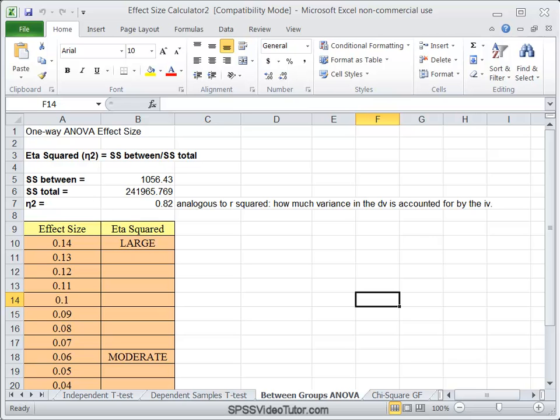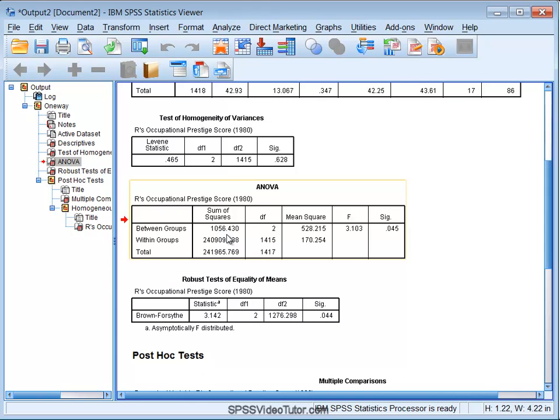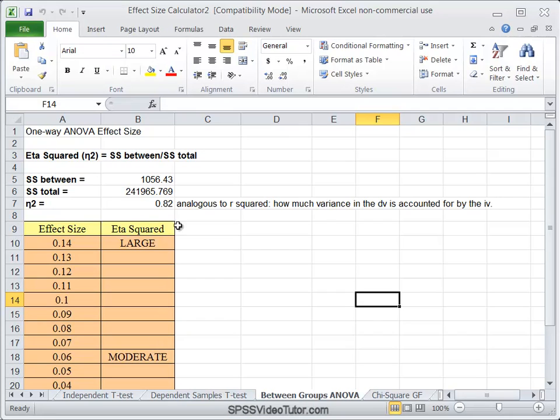Okay? So where do I get this information? Sum of squares between 1056.430 and then the total 241965.769. You put those there and you get 0.82. Okay? This is analogous to the r squared.